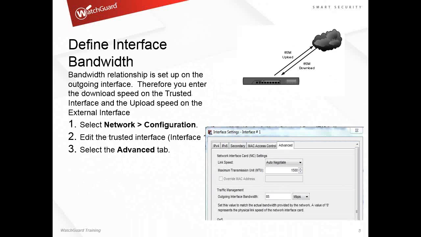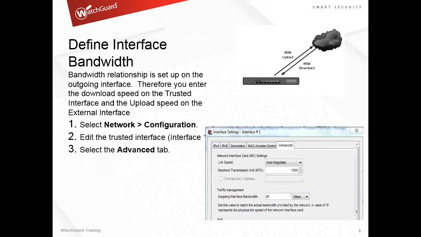Then the next thing that is very important is we have to have a reference point. In our lab here, I have a virtual machine that's behind a Firebox. I'm just using 2 ports, and I have a bandwidth of 85 megs up and 85 megs down. So you need to define your upload and your download, so that the Firebox has a reference. You go under the network configuration, edit the trusted interface, and select the Advanced tab. Everything in here is in our Advanced Traffic Management Guide, which I'll also show you where to reference in the future.